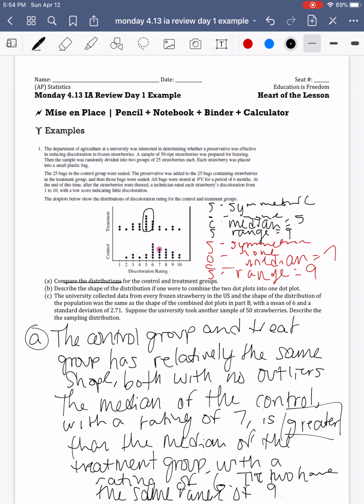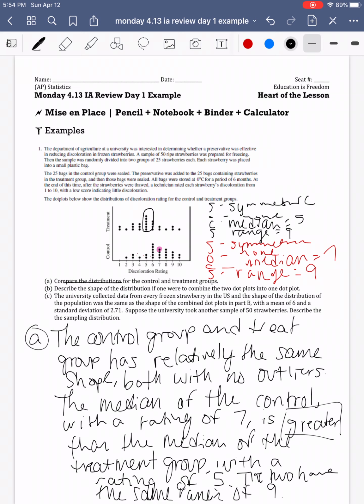hold on, I may have made a mistake here. Yes, I apologize. Now that I'm looking at this graph a little closer, I said 5, but I wrote 6 for the median of the treatment group. So let me fix this here. I apologize, so please correct that in your notes. Hopefully you caught that in real time.